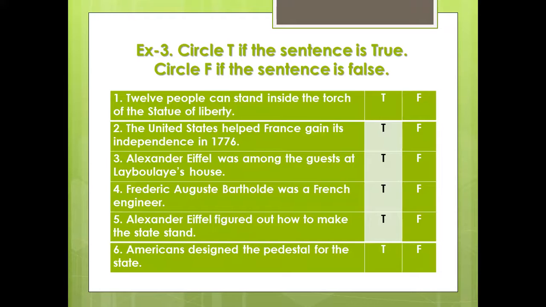2. The United States helped France gain its independence in 1776. 3. Alexandre Eiffel was among the guests at Laboulaye's house. 4. Frédéric Auguste Bartholdi was a French engineer. 5. Alexandre Eiffel figured out how to make the statue stand. 6. Americans designed the pedestal for the statue.